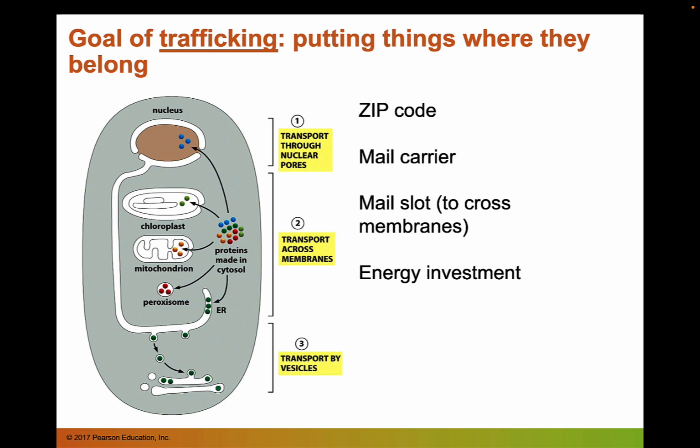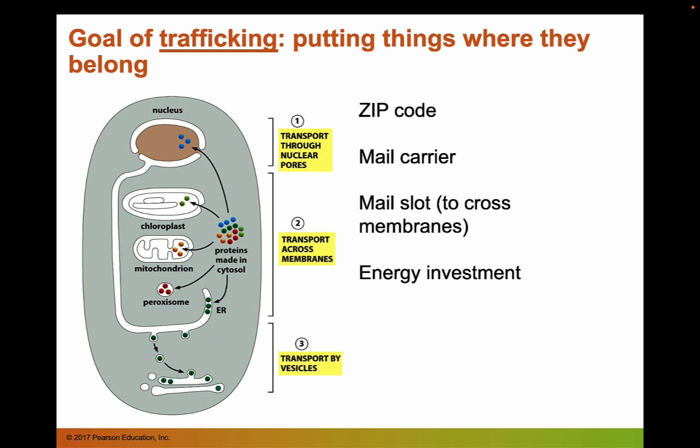So to start with a big picture, the goal of trafficking is to put things where they belong in the cell. And so to do this, every protein or macromolecule may need a zip code to direct it to a particular location. In today's class, we're going to be talking about proteins that get to the nucleus or come out of the nucleus. Another analogy is that each one of these processes needs a mail carrier to be able to read that zip code. And in some instances, we're going to need a mail slot. And this is a protein or a complex of proteins that's going to allow us to cross over membranes.